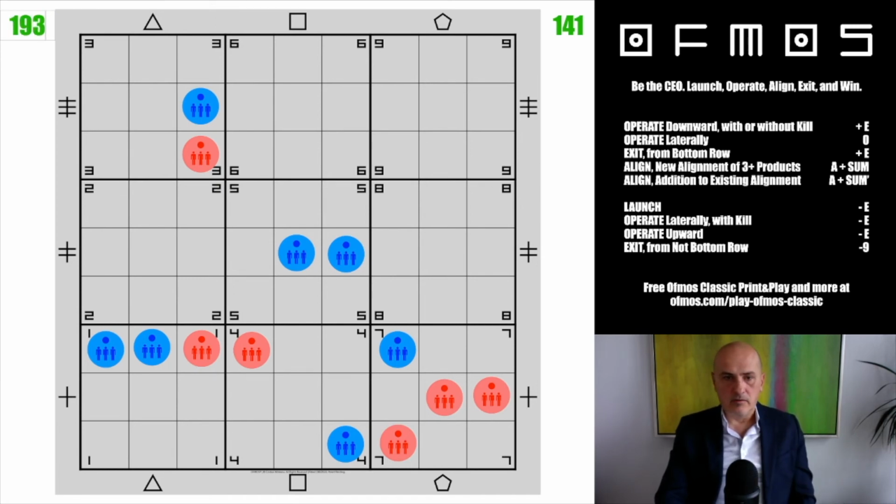Now, with the blue, I'm going to try to block the move back up for the red. So moving down, that makes us 7. So that brings us to 148. Okay.